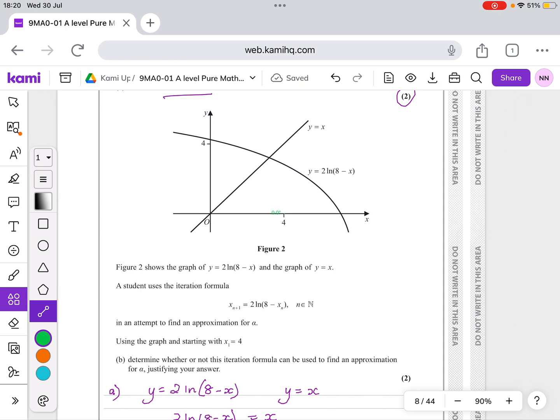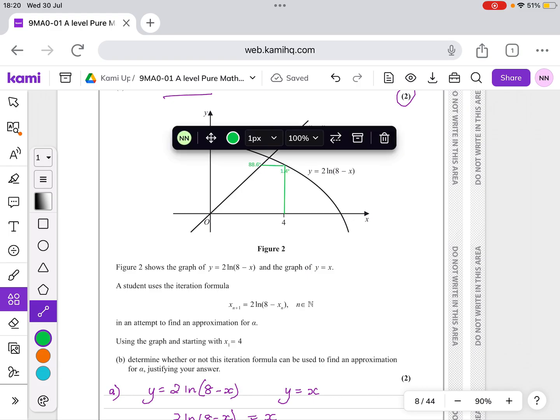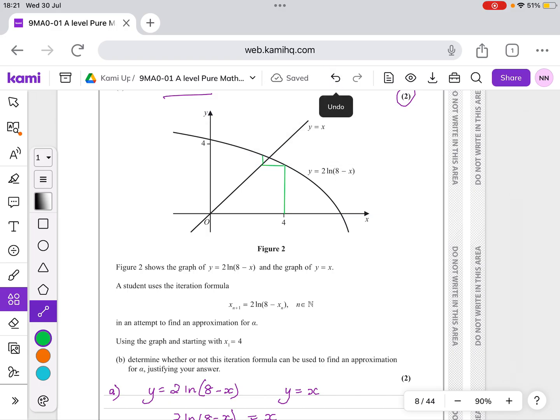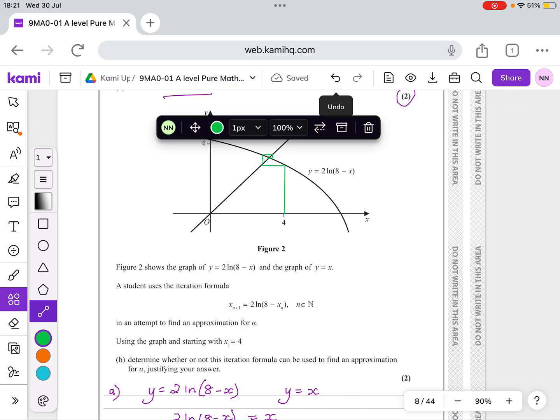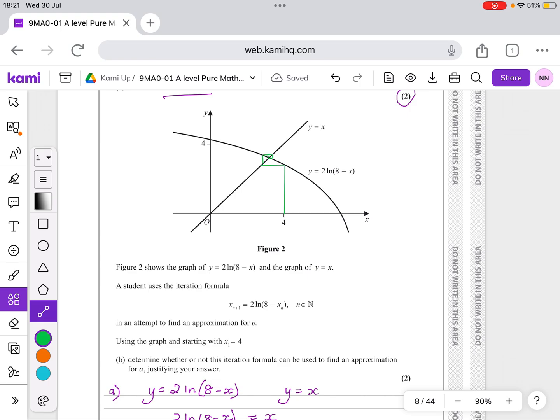Okay, that's what the line means. So you go into the curve, then to the straight line, then to the curve. Oh, that wasn't very good. I might redo that one. Then to the curve, still not great. Then to the straight line, then to the curve, then to the straight line, curve. So this isn't a staircase. This is a cobweb. Can you see that? And that's what we're saying.